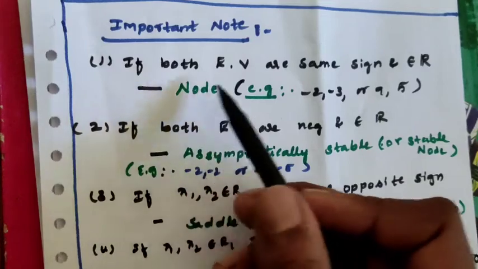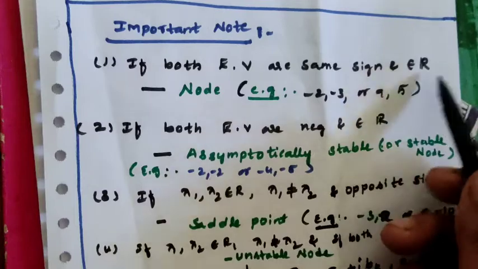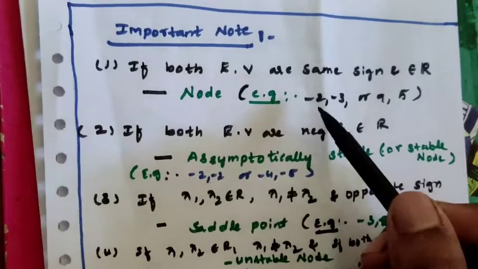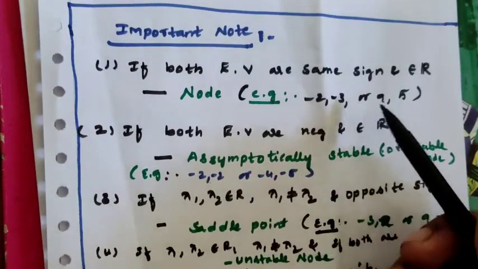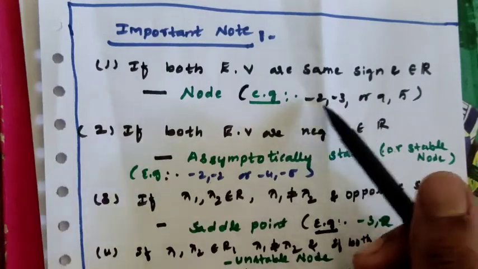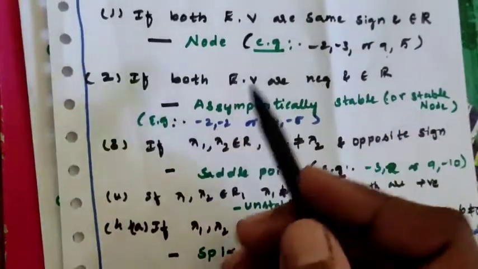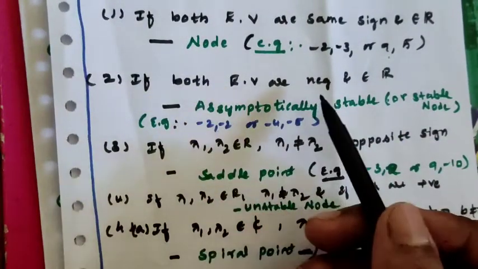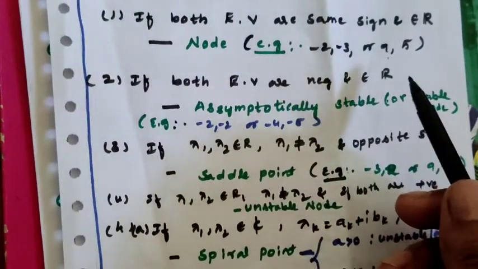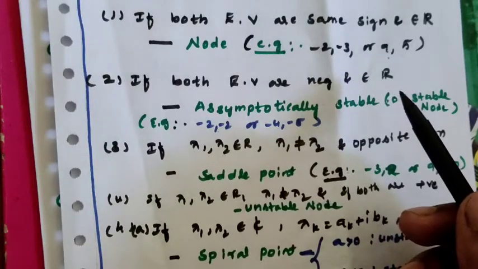The first point is, if both eigenvalues have the same sign and belong to real numbers, that is a node. For example, minus 2, minus 3 or 9, pi. These are the same signs. Here minus is there, same signs, and plus is same signs. The second point is, if both eigenvalues are negative and belong to real numbers, that means real eigenvalues.